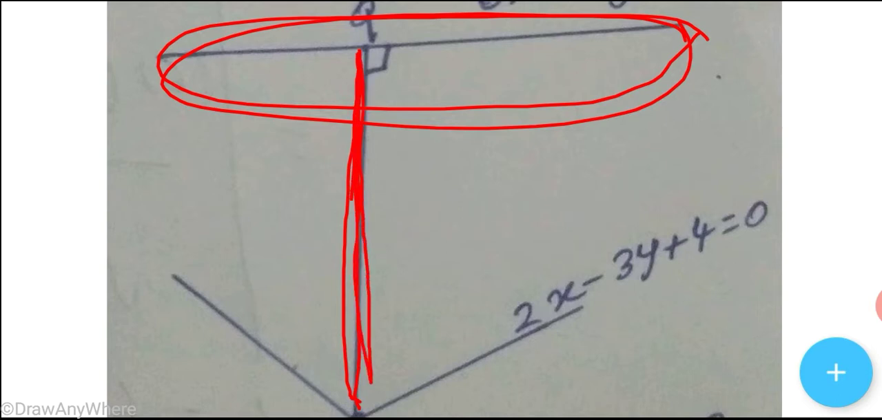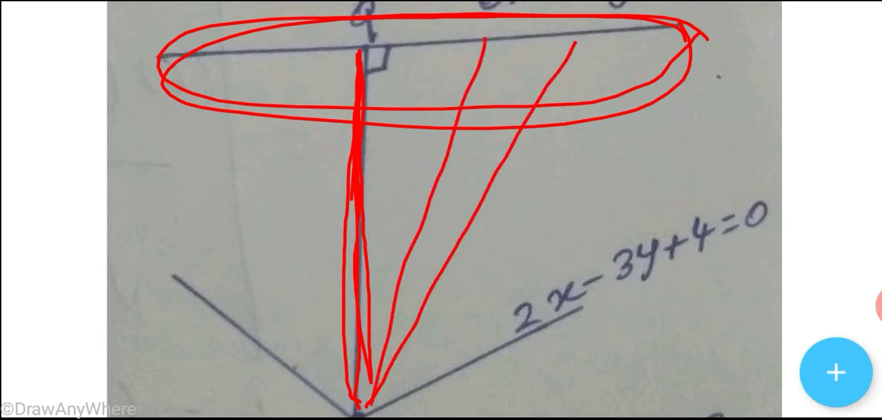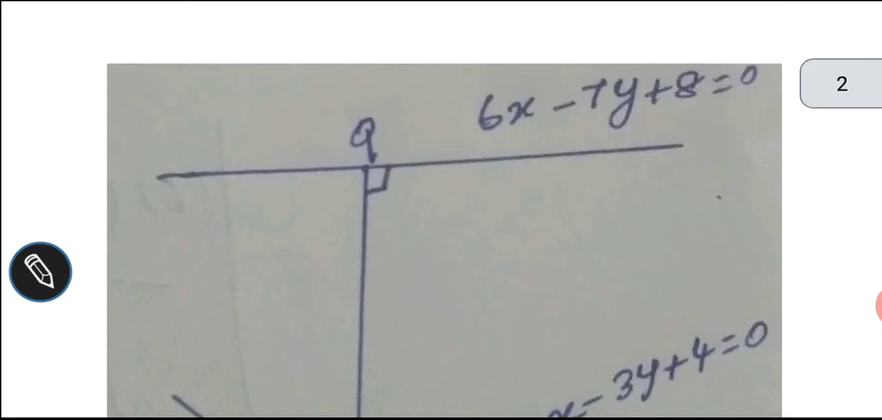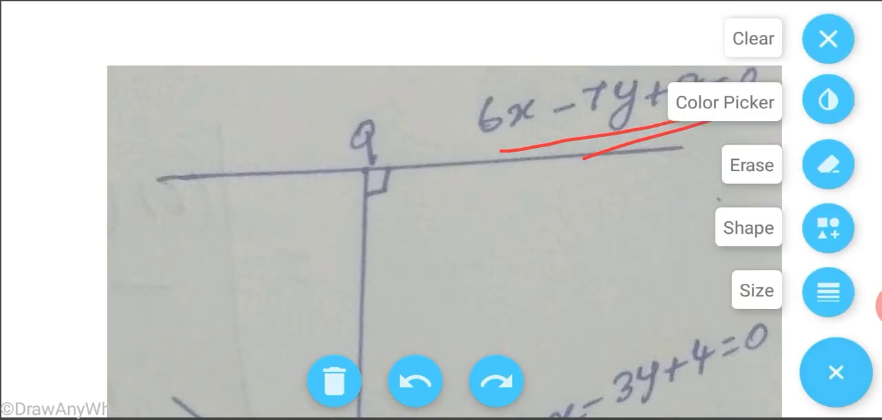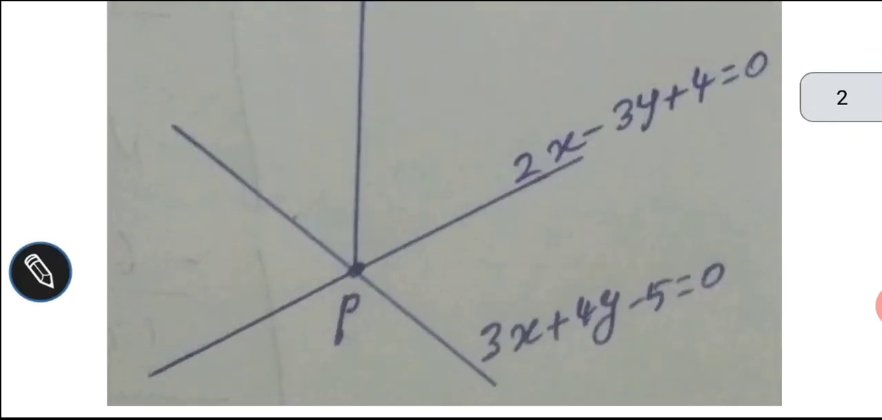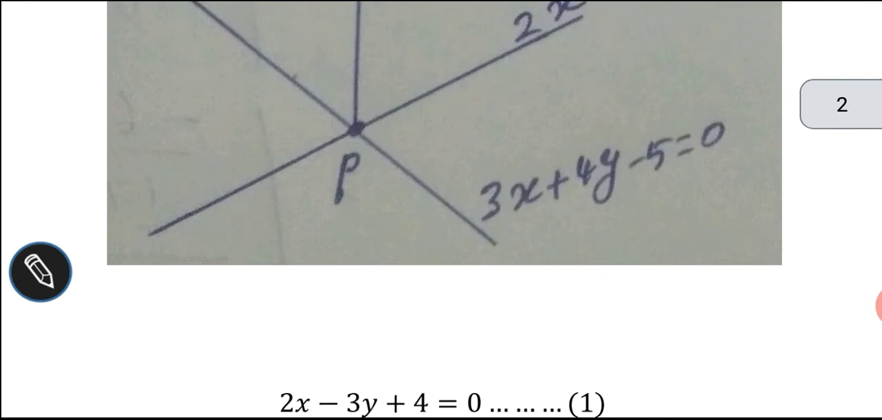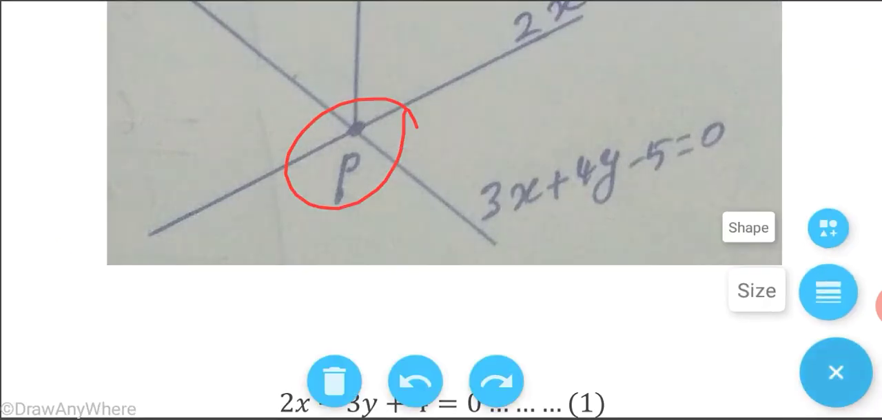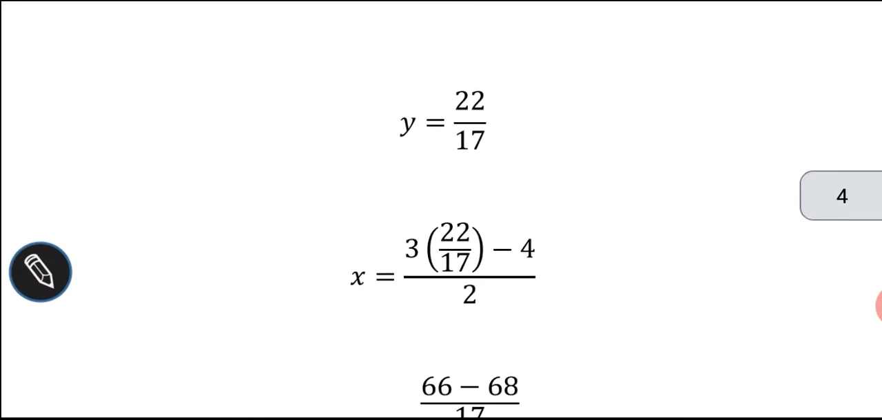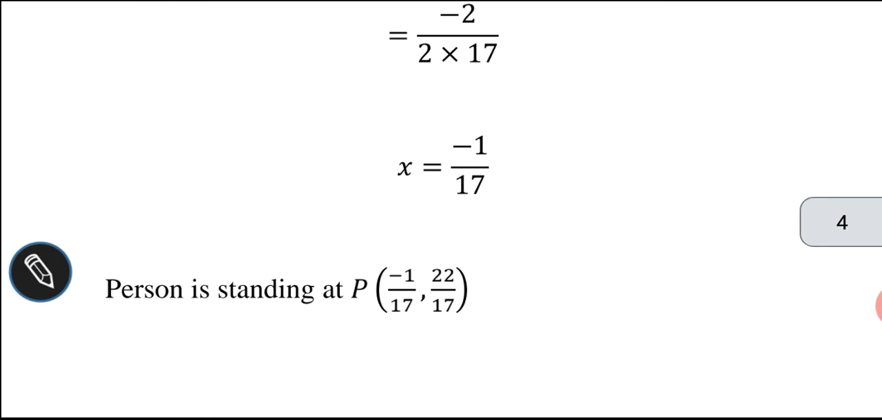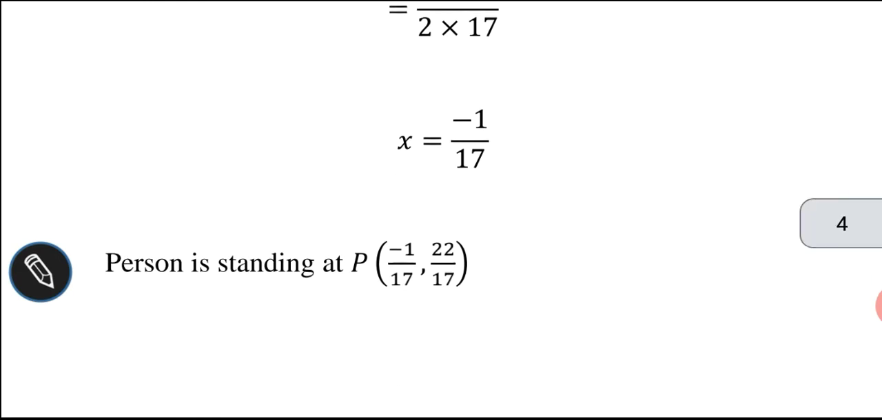Because if he takes this path or this path, it will take some time. So if he goes along this straight line, he can reach the line 6x minus 7y plus 8 equal to 0 in least time. We have calculated the point P where the person is now. The point P is minus 1 by 17 comma 22 divided by 17.